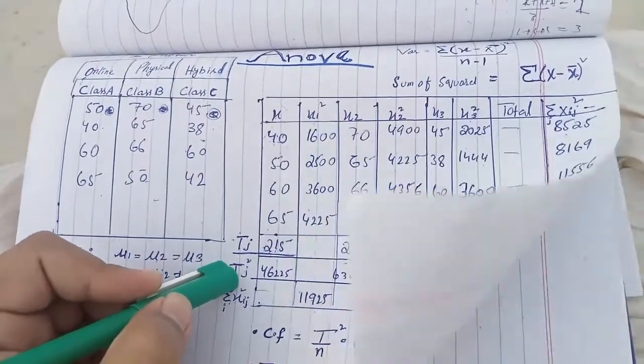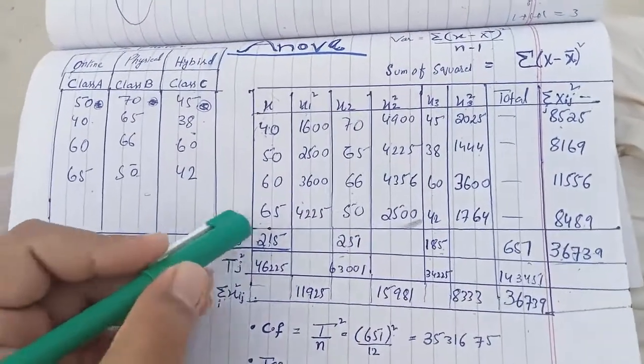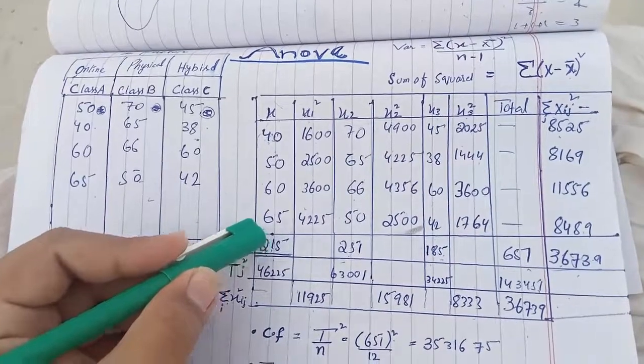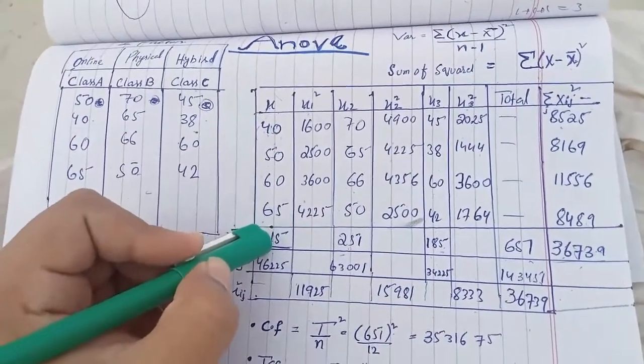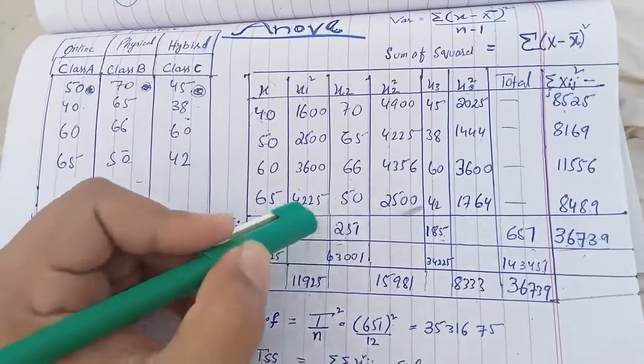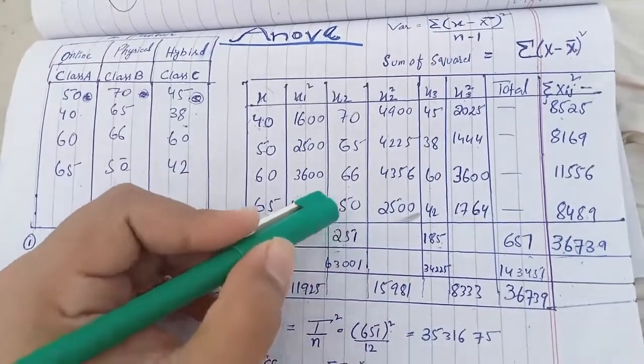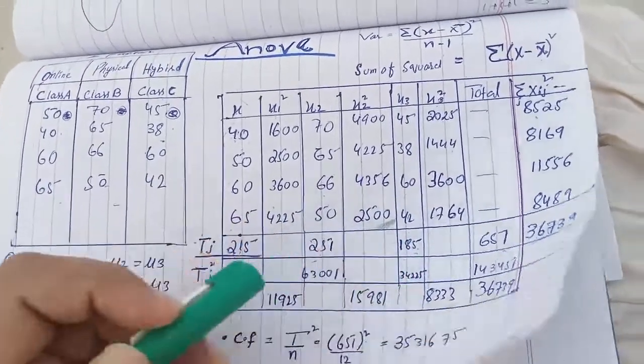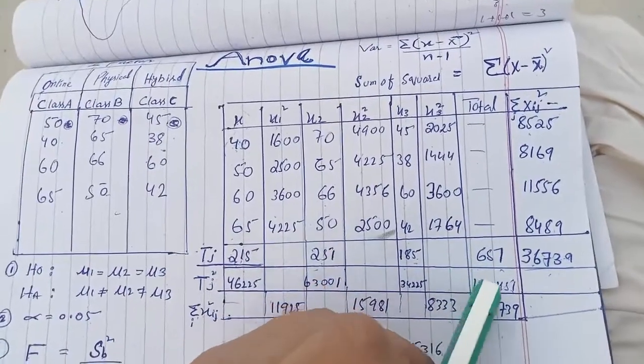And tj square is nothing but, once we do the summation of these values, we get this value, and then we take the square of these values, and then we do the summation, and we will get this value.